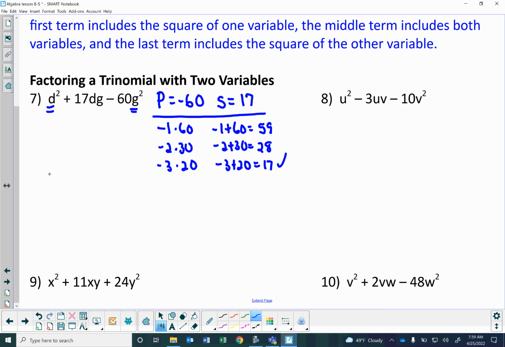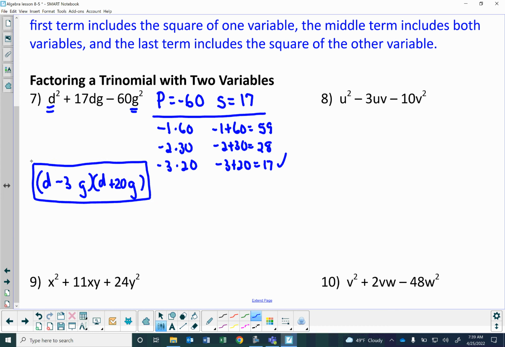Since they're both squared, in my parentheses, I'll have a d at the beginning and a g at the end of both of those parentheses. Now I just stick the numbers in that I had before. So it's going to be d minus 3g and d plus 20g. Simple as that. All you have to do is make sure you add your variables into your numbers. So we don't change anything except for we have to look at our variables.